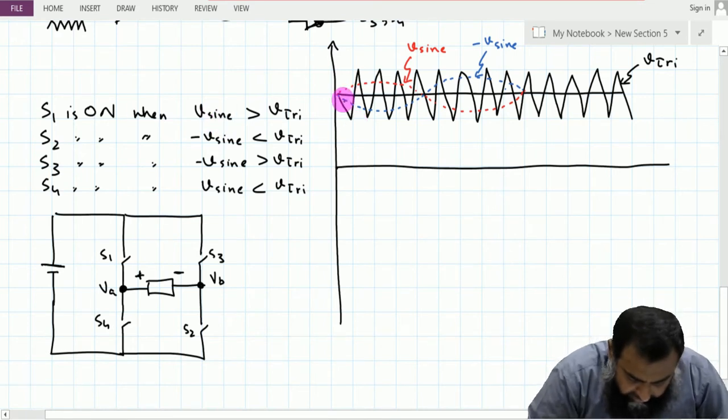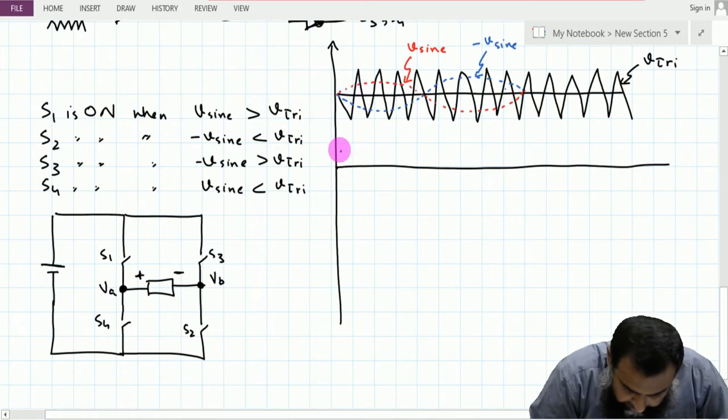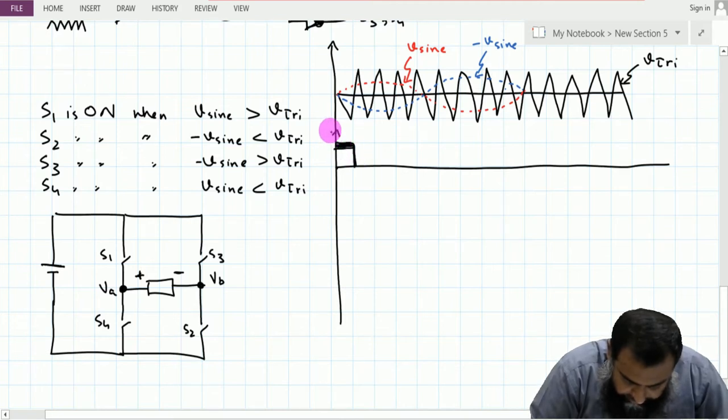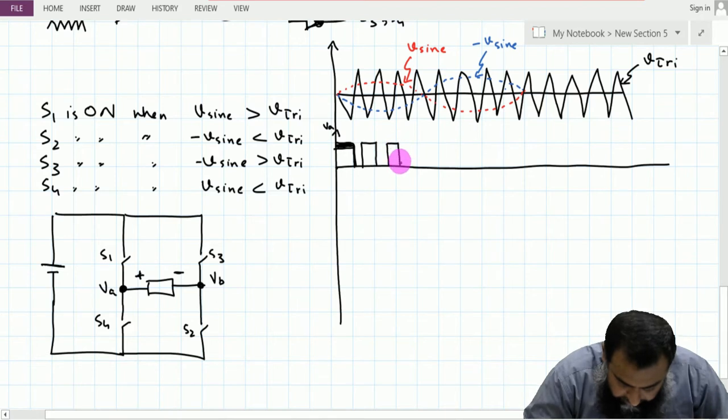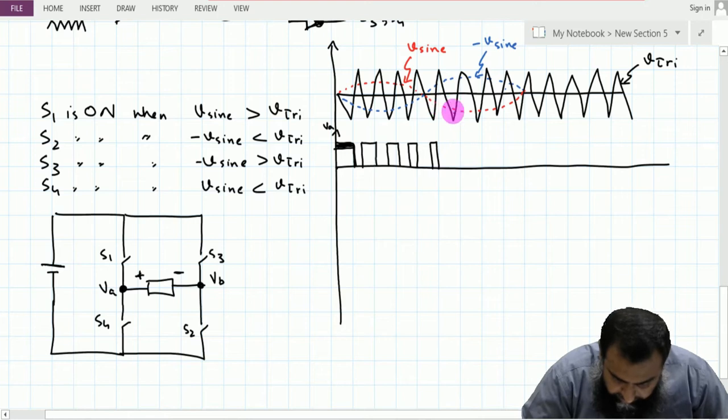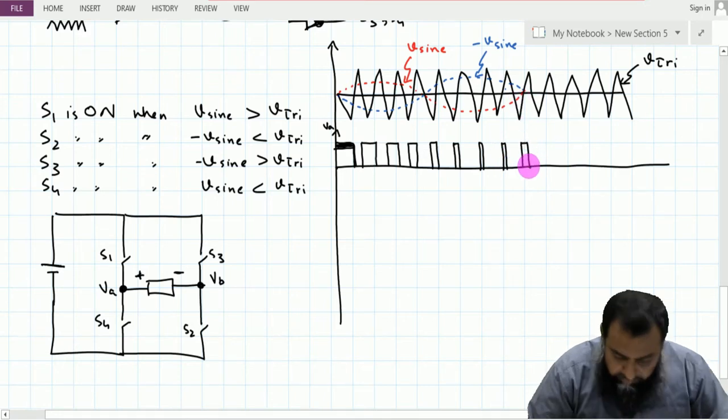if S1 is on when V sine is greater than the V triangular. So here, for this particular time instant, we have this voltage available, and this is VA. Then we have the triangular waveform greater than the sine waveform, so we do not have VA here, but again we have VA here. This VA is somewhere here as well, and again we have this VA available here. Here this VA is greater than the triangular waveform. Then we have here for a very small time. Here we have a very narrow width, and then we have somewhere here, and also here we have this is VA.